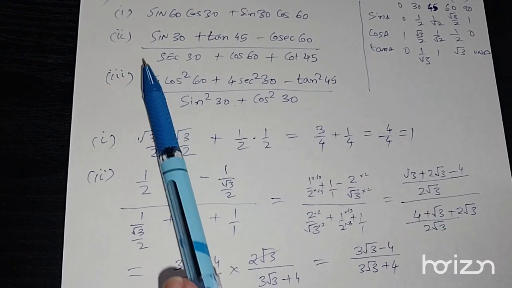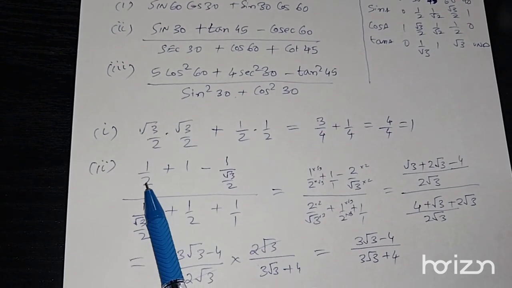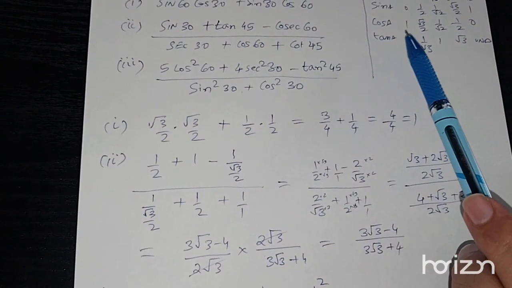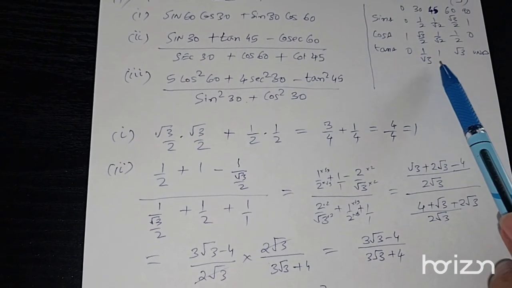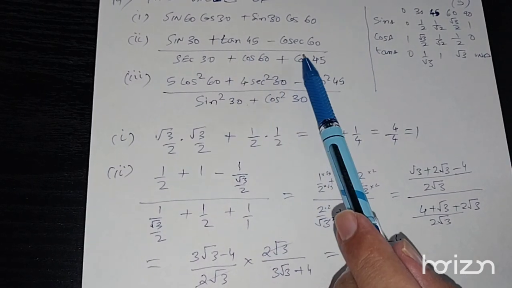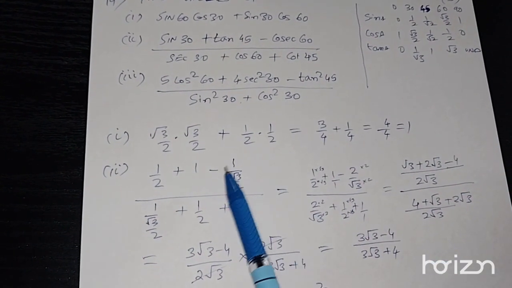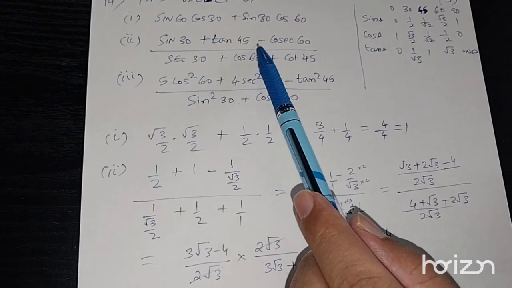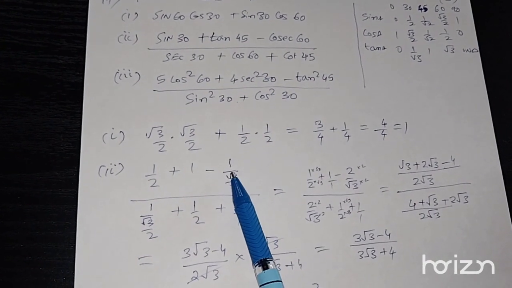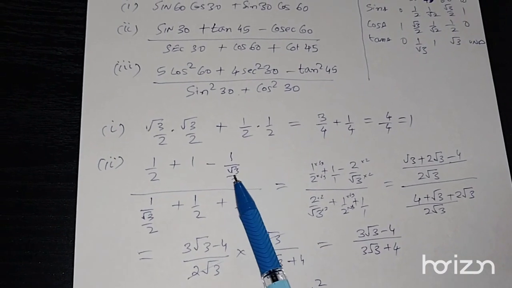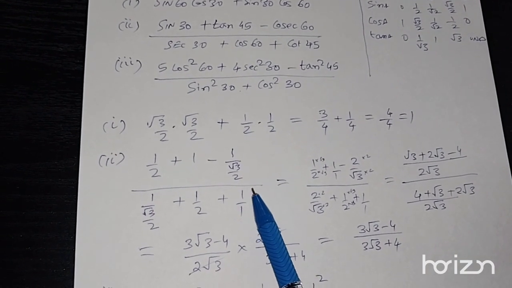Okay. Now for subproblem 2, sin 30 we have substituted half. Okay. Tan 45 we have substituted 1 because from the table as you can see tan of 45 is 1. And as we told you, cosecant 60 we know is 1 upon sin 60. So we have substituted and there is a minus sign here. So minus 1 divided by sine of 60. What is sine of 60? Sine of 60 is root 3 by 2. So root 3 by 2 we have substituted here.